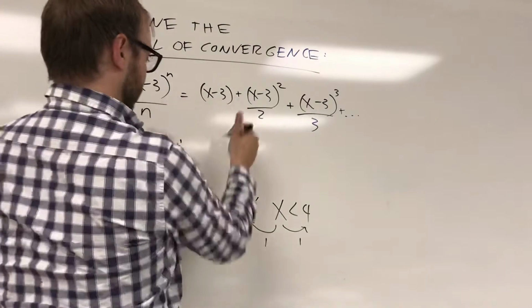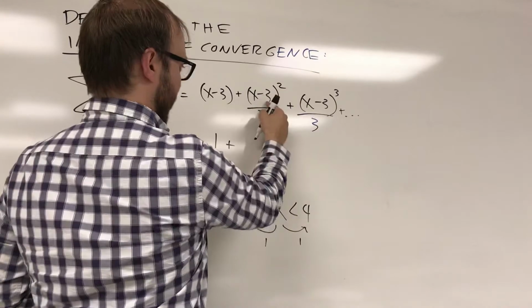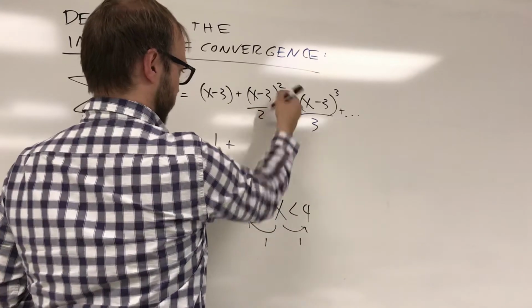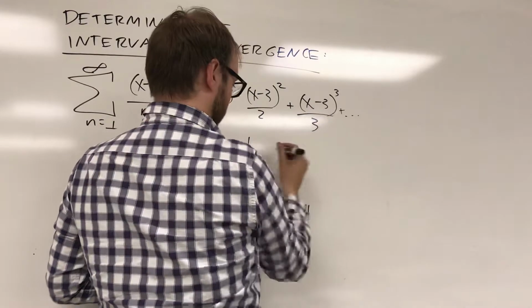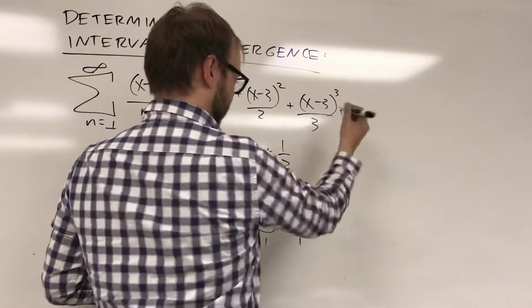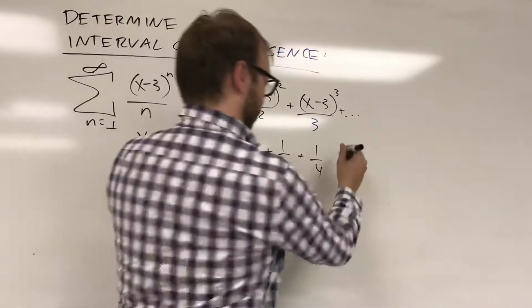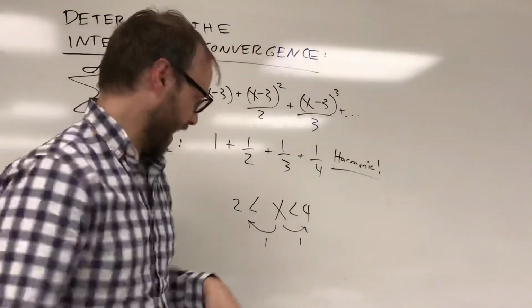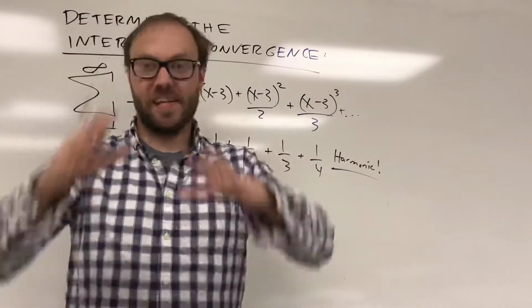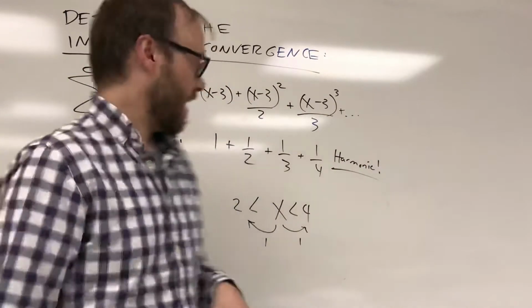Now if I put 4 in here, I get 4 minus 3 is 1, okay? If I put 4 in here, 4 minus 3 is 1, squared is 1 over 2. 4 minus 3 is 1 over 3, okay? I think you're going to get 1 to the 4th over 4. And if you notice, that's the harmonic series, okay? The harmonic series diverges, okay? So if x is equal to 4, this is a divergent series. I'm not going to put an equal sign in there, okay?